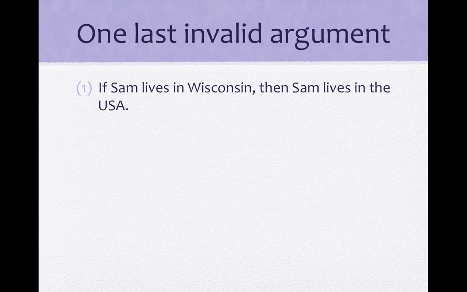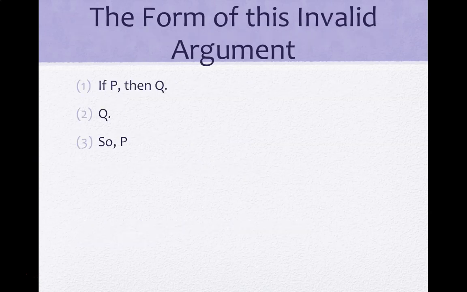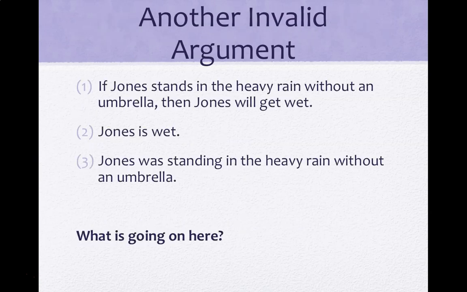If Sam lives in Wisconsin, then Sam lives in the USA. Sam lives in the USA, so Sam lives in Wisconsin, right? Another example of what's called affirming the consequent, right? It doesn't follow that because Sam lives in the USA, he must live in Wisconsin. If Sam lives in the USA, he could live anywhere. Similarly with the previous argument, right?